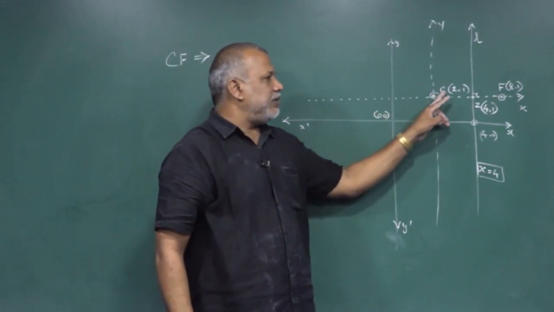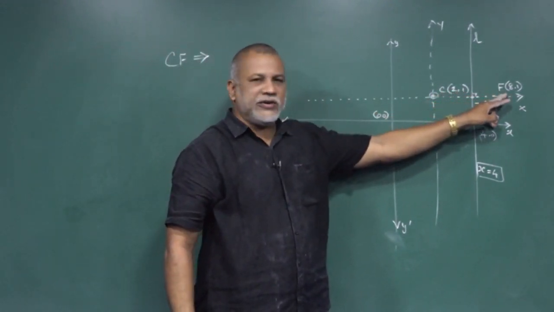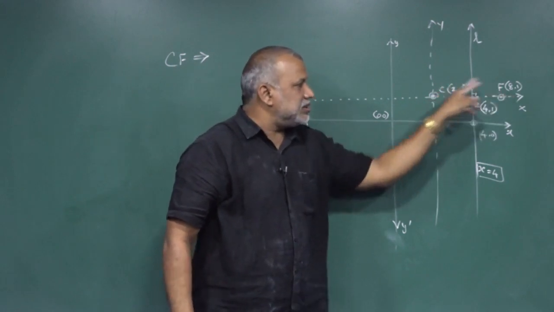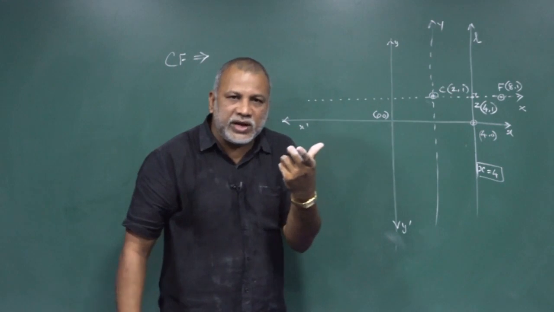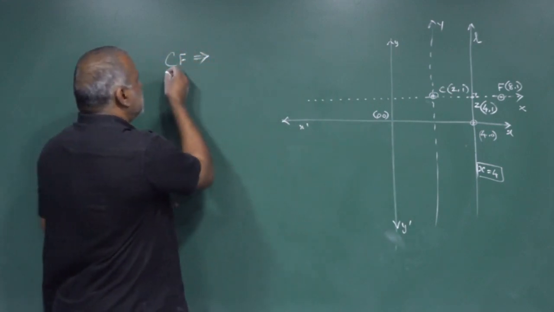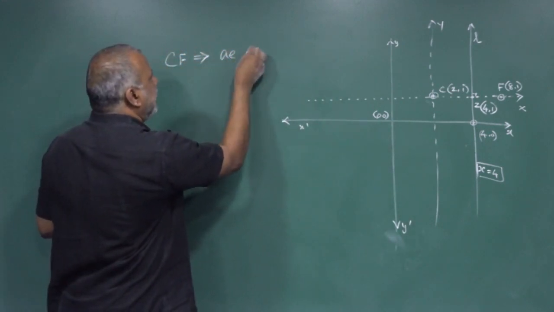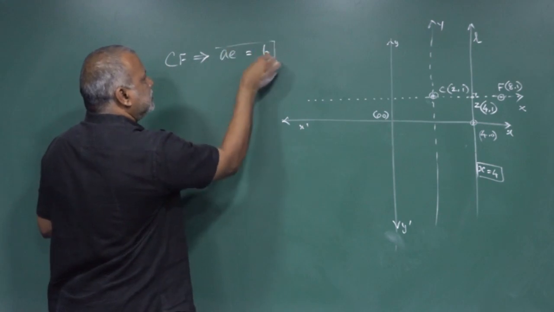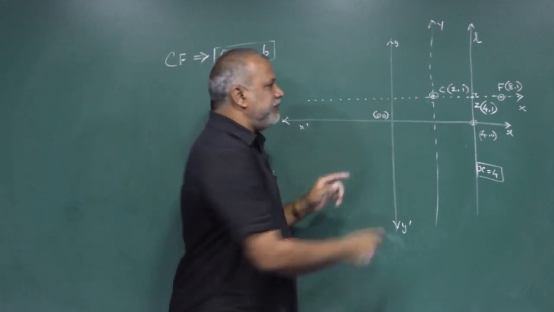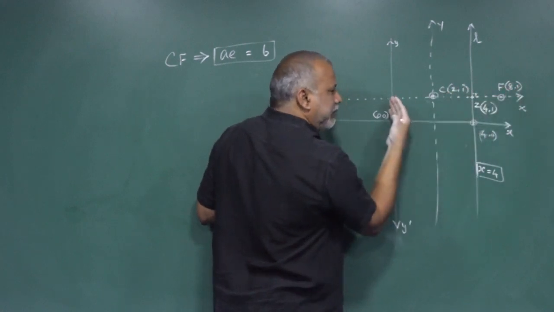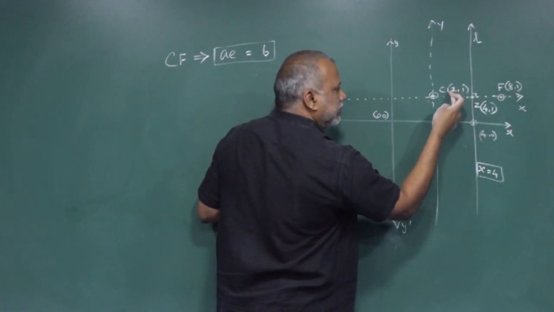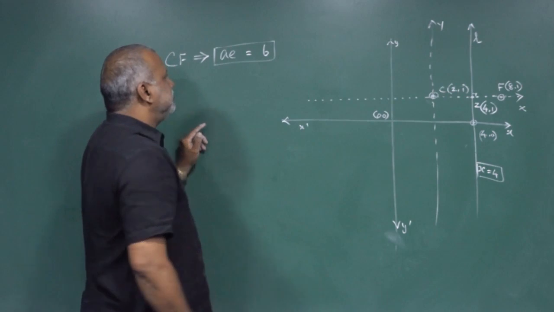See, what is the value of C? (2, 1). F is (8, 1). Now what is the distance between C and F? It is 2 units, it is 8 units. What is the difference? So CF, generally denoted by AE, AE equal to 6. C is the center, and the difference between these two points, (8, 1) and (2, 1), just subtract: 8 minus 2, we get 6.